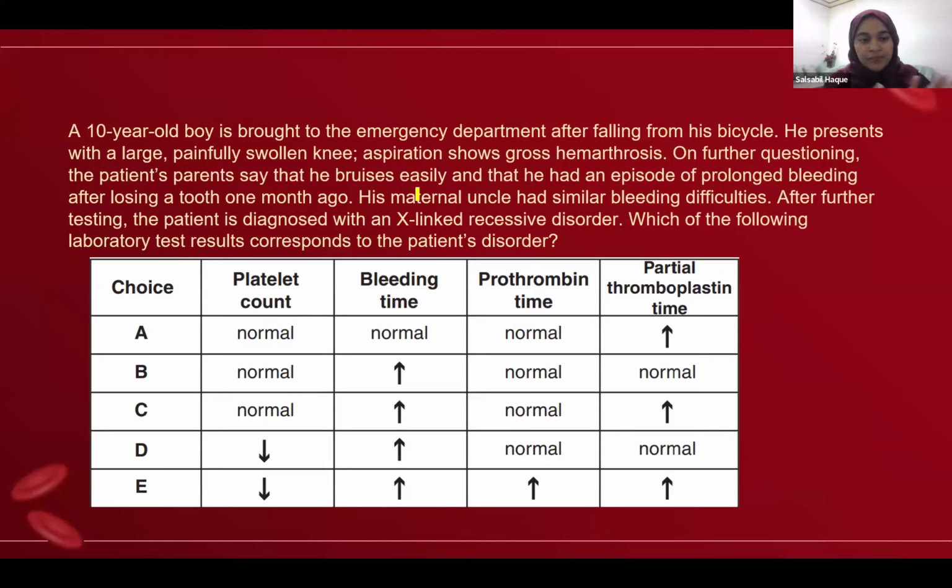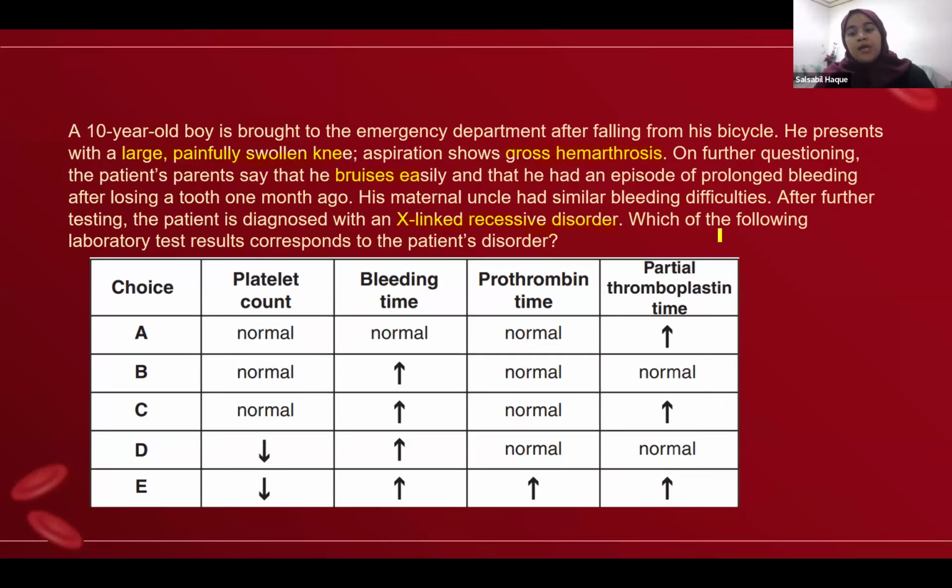So someone mentioned A. Let's go over it because I forgot the answer myself. Okay, a 10-year-old boy is brought to the emergency department after falling from his bike. He presents with a large, painfully swollen knee. Aspiration shows gross hemarthrosis. On further questioning, the patient's parents say that he bruises easily, and he had an episode of prolonged bleeding after losing a tooth 1 month ago. A maternal uncle had similar bleeding difficulties. After further testing, the patient is diagnosed with an X-linked recessive disorder. Which of the following corresponds? So what is the disease we're dealing with here?